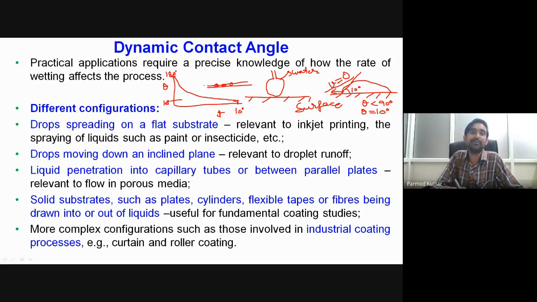Then another example we may take is spray cooling. In spray cooling, we spray liquid droplets over the surface, and because of the heat transfer, these droplets evaporate and carry away a certain amount of heat. Another example we can take is nucleate boiling.